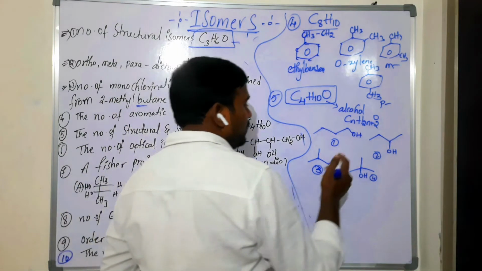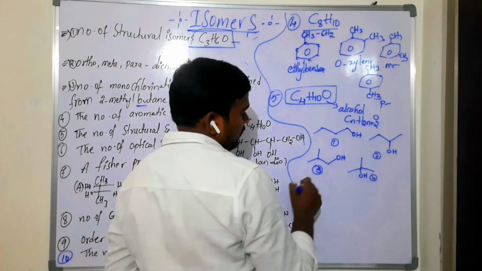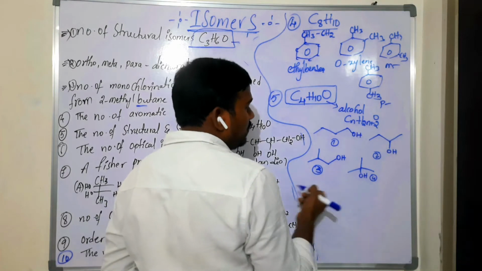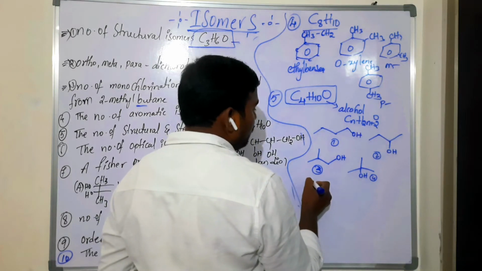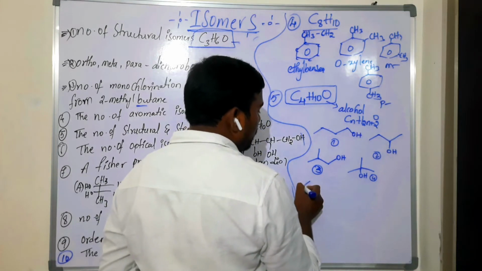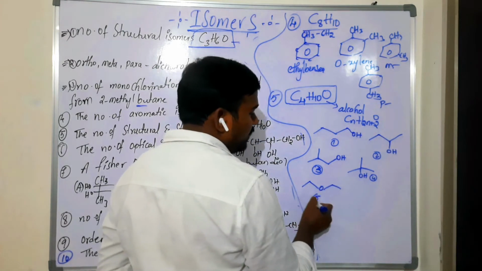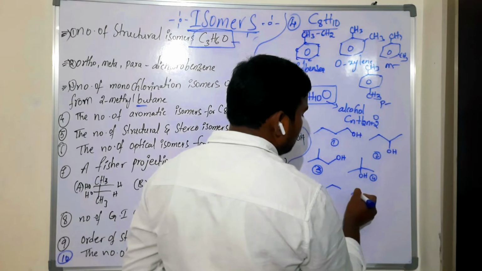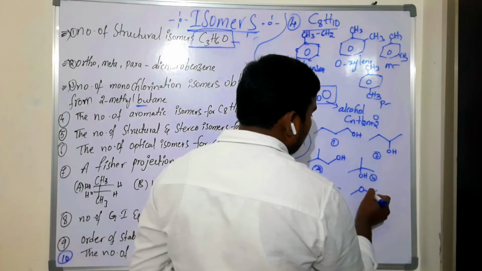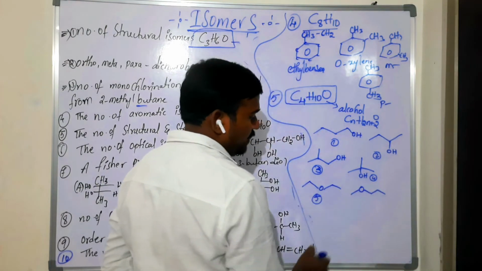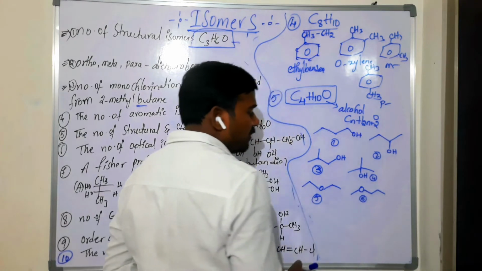Next, here we will see ethers. For this formula, the other functional group will be ether. The fifth isomer will be diethyl ether. Next one is methyl propyl ether, the sixth isomer.